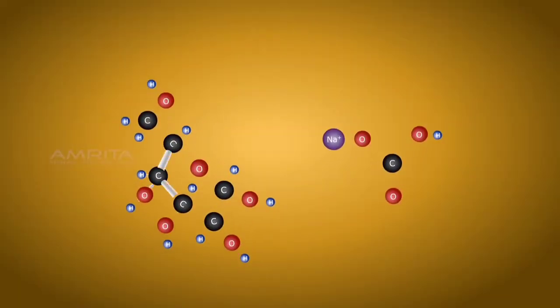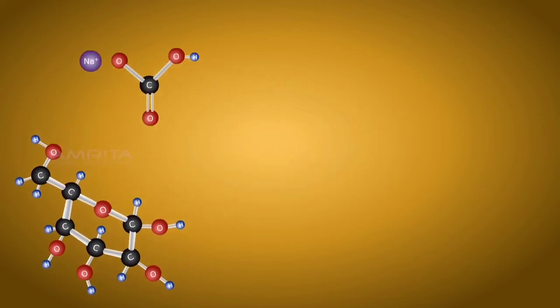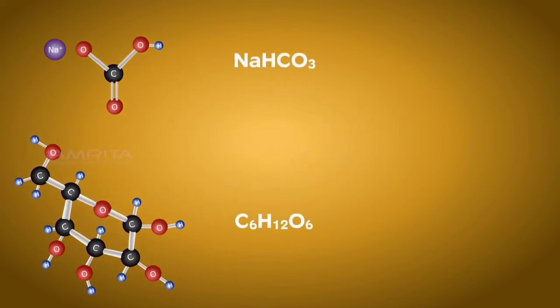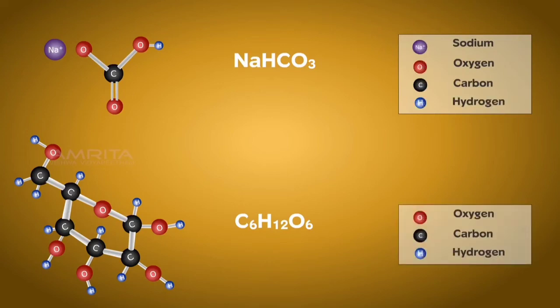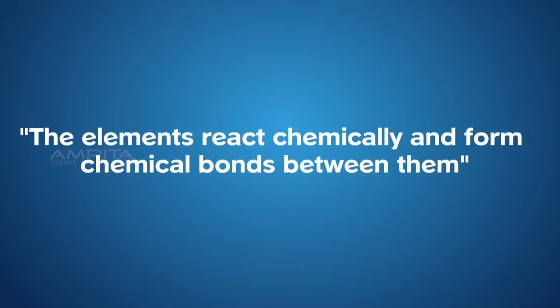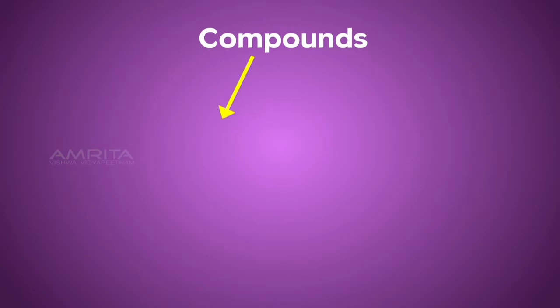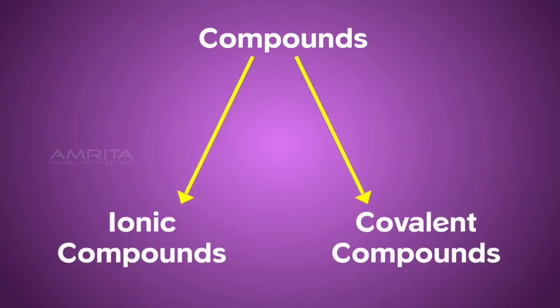In a compound, the component elements are present in a fixed ratio. Examples: glucose and baking soda. Baking soda is also known as sodium bicarbonate, that is NaHCO3, and the chemical formula of glucose is C6H12O6. Constituent elements you can see on the right side. So here the elements react chemically and form chemical bonds between them. Compounds can be classified into ionic and covalent compounds.